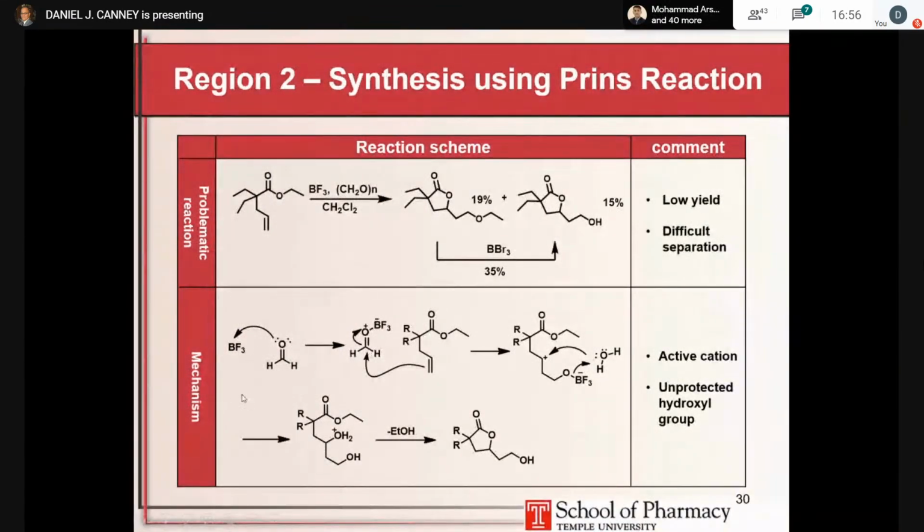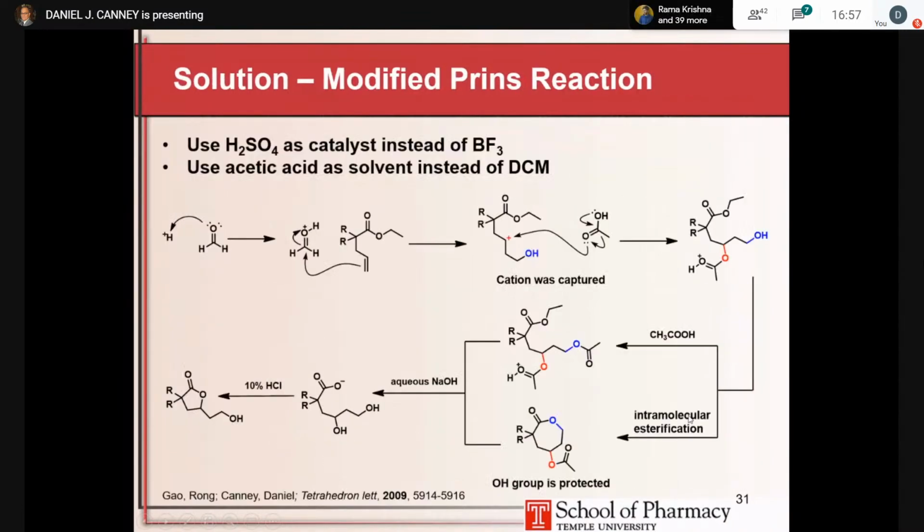So looking at the mechanism, you have the use of BF3, and you have this cation that's being generated, and there's really nothing available to quench it very effectively. So he went off to look at more efficient ways of dealing with this cation intermediate and also the unprotected hydroxyl group that was present in this reaction. And the results of that are shown here. So he came up with a modified Prins reaction. Of course, what I just showed you is also a Prins, but this technique worked out much better for us.